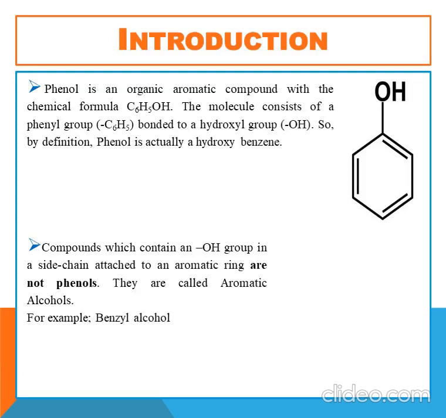For example, benzyl alcohol. In the structure you can see OH is not directly attached to the phenyl ring, but in between a CH2 group is present. So the CH2 group with the phenyl ring together is called a benzyl group and the alcohol is benzyl alcohol.